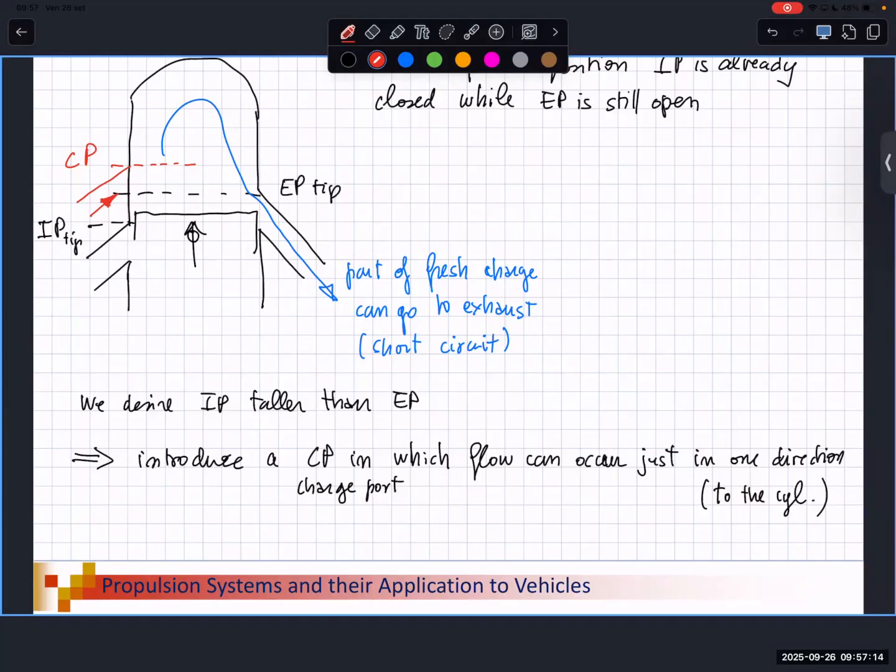Here is just to call it in a different way, but it can be the same port, in which you cover a part of the port when the piston is going down and uncover it when the piston is going up. So it can also be the solution that you are proposing. Here is just to provide two different names for the two different functions, but it can be just one single port.